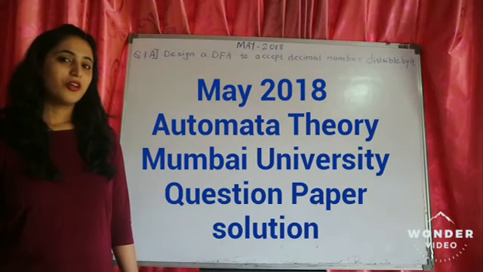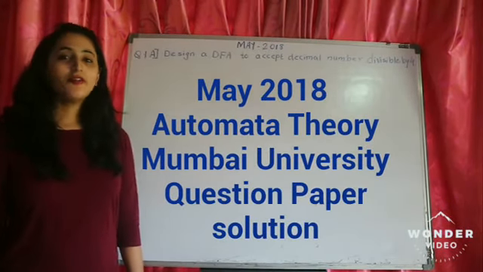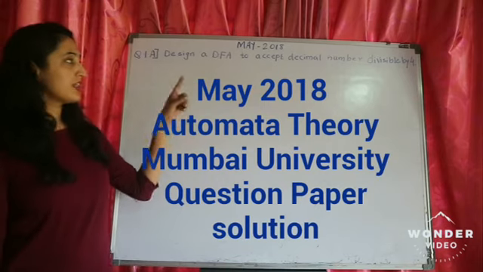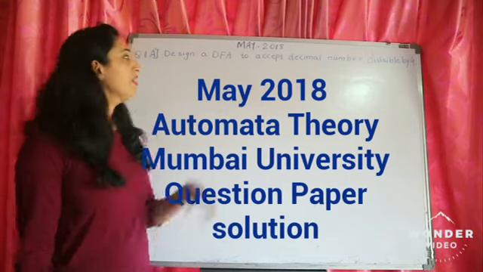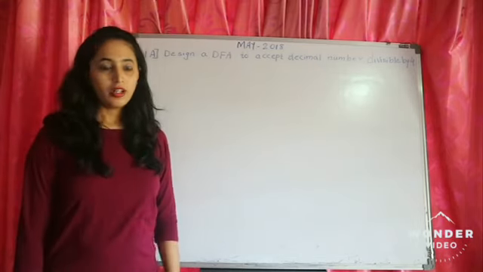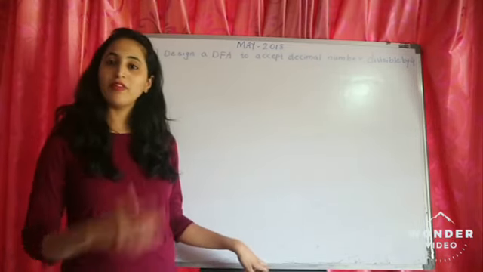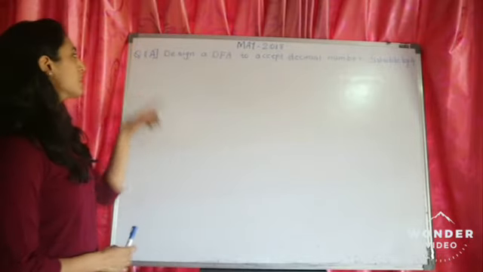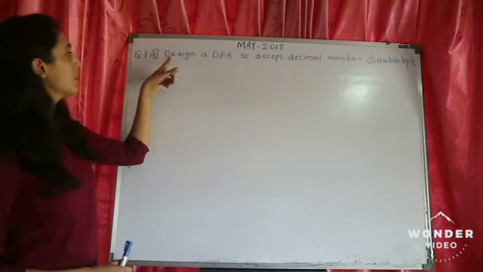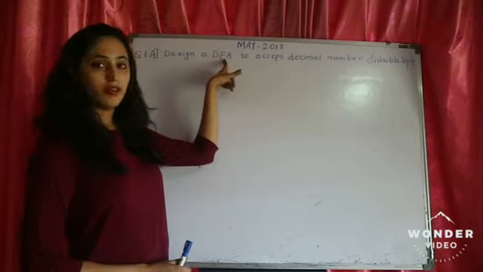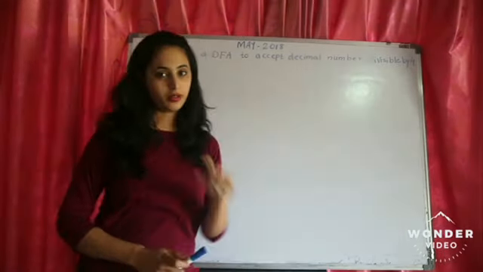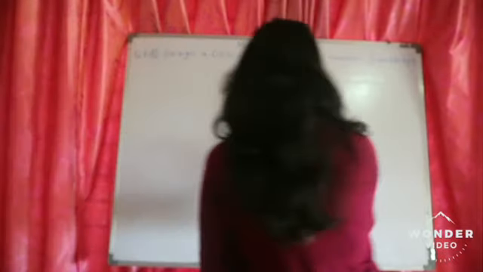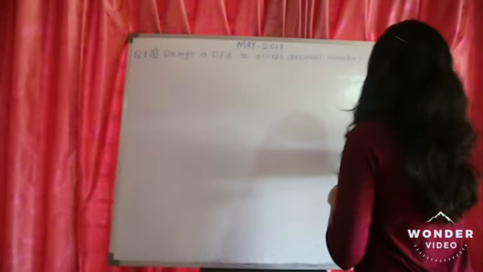Dear students, in this learning of automata theory, now we are going to consider some university question paper solutions. We'll start with the May 2018 solution. Now we'll take the first question. Question A is, design a DFA to accept the decimal numbers which are divisible by 4. This question was asked for 5 marks.